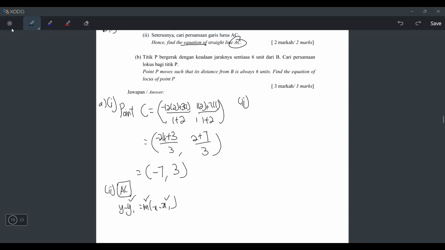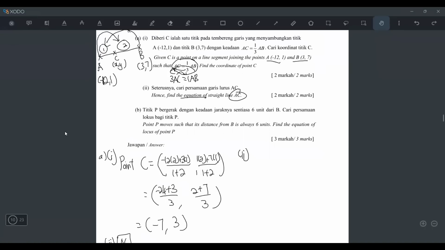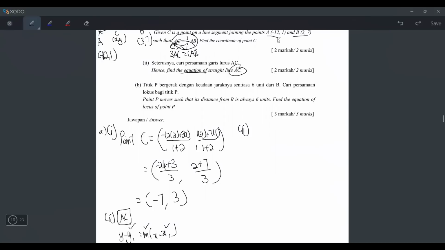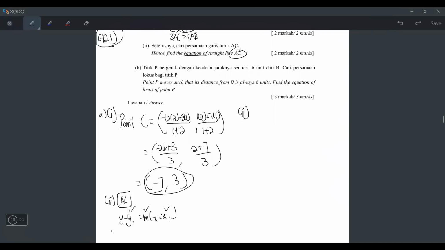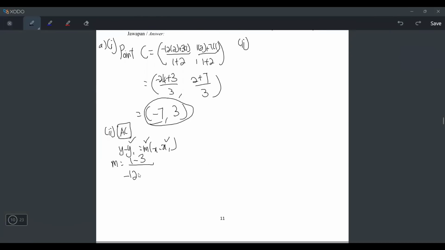So do I have the gradient of AC? Let's see. I don't think I have it, right? But I can find it because I have point A and I have point C. I already know my point A is negative 12, 1. And my point C is this. So to find the gradient is possible. So the gradient for AC will be, I will take the y minus y, 1 minus 3, and then divide by x minus x, negative 12 minus negative 7, which is negative 12 plus 7. Because that's how you find gradient, right? Difference in y divided by difference in x. So negative 2 you will get, and then over negative 5. So the gradient is 2 over 5.